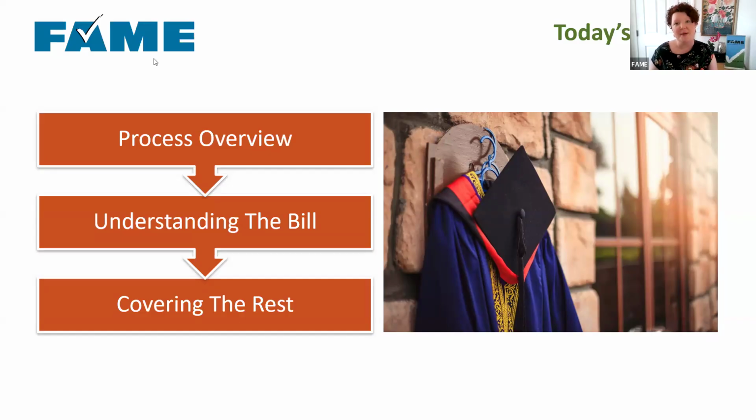But then we're going to start talking about understanding the bill. So the bills from colleges often look different and can have lots of charges on them. So we're going to talk about what's in that bill. What does it sometimes look like? Although we know that they're all a little bit different. And what are you looking for when you're figuring out what costs students are really going to need to cover.